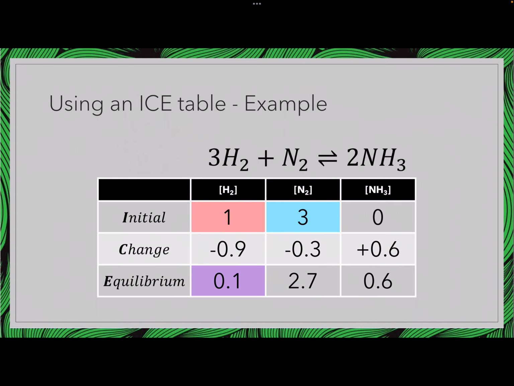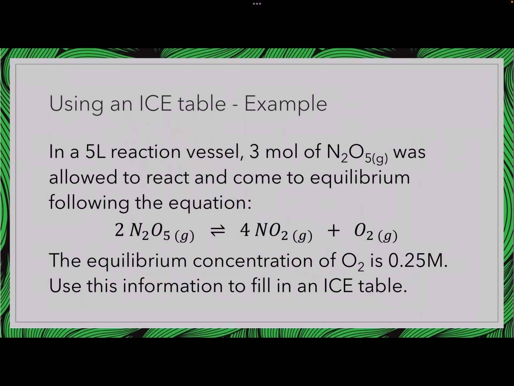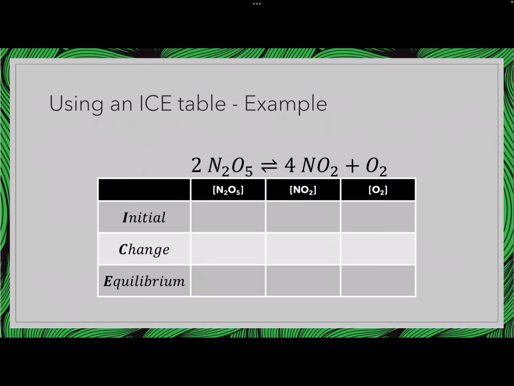Let's use another example. So in a 5-liter reaction vessel, 3 moles of N2O5 was allowed to react and come to equilibrium following the equation, that one there. So 2N2O5 is in equilibrium with 4NO2 plus O2. If the equilibrium concentration of O2 is 0.25 moles per liter, use this information to fill in an ice table. So again, that's what our ice table is going to look like. So we have the reactants and the products.